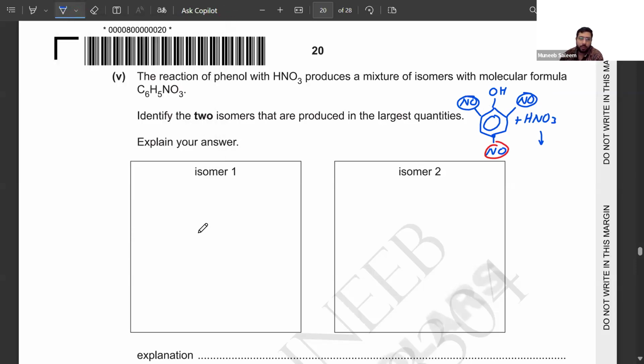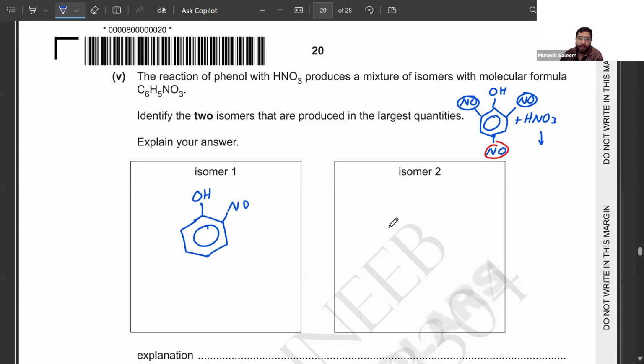So first of all, I will draw this structure. This is OH over here and one NO2 group over here, and then another isomer, OH and then NO2 on the opposite side. So these two are two different isomers.